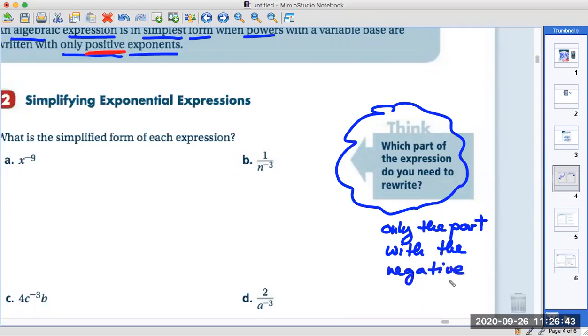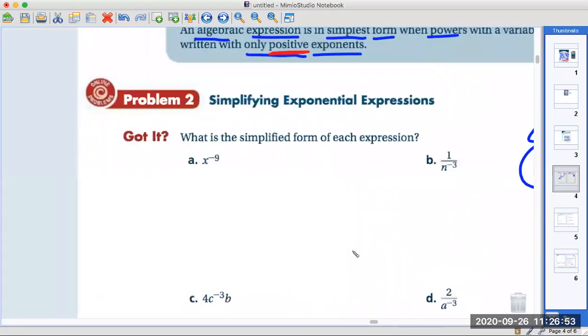Everything else stays. Okay, so you've got to look at which part has a negative exponent, which power. On number 2a here, there's only that one part, so we're going to write it over 1 and make it positive 9. So that's that.